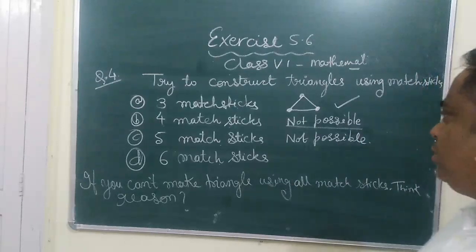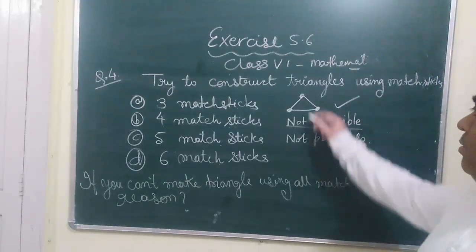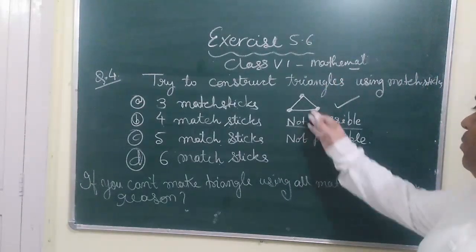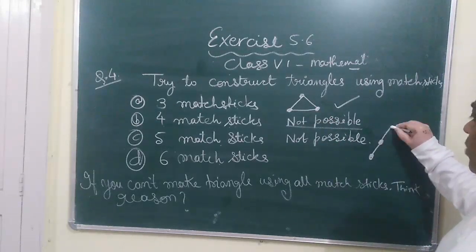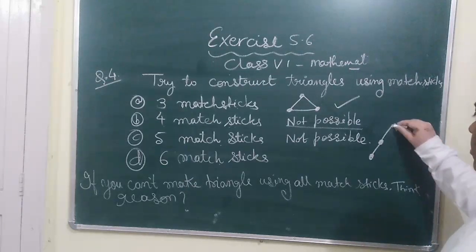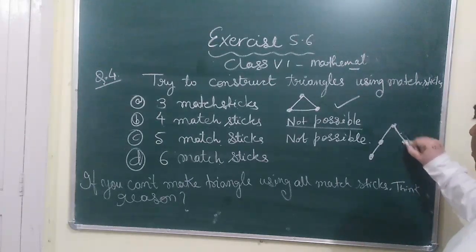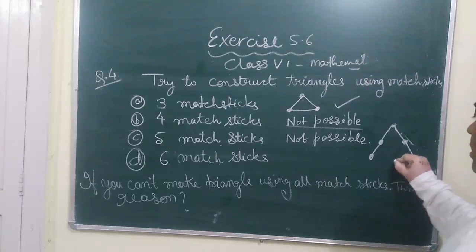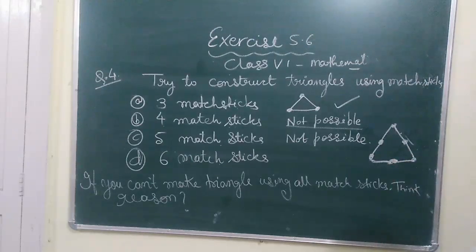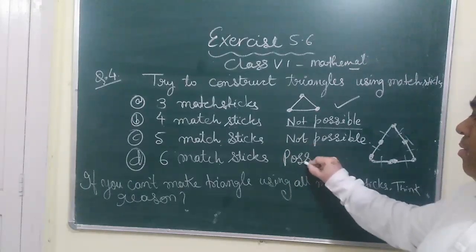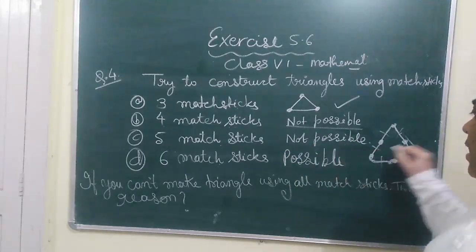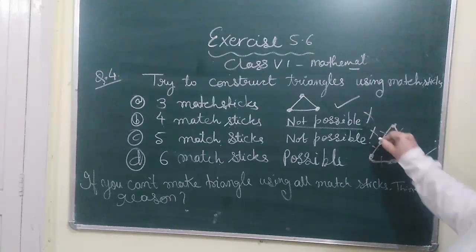With 6, yes, it is possible. You can double the side by increasing one matchstick. So I'll just make a double of this. 1 matchstick, 2 matchstick, 3 matchstick, 4 matchsticks, 5 matchstick, and 6 matchstick. So I've just doubled this length, and it is possible. And this is the diagram. But this is not possible.